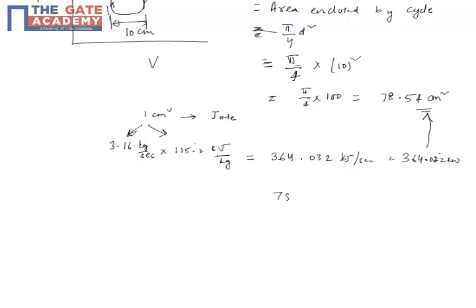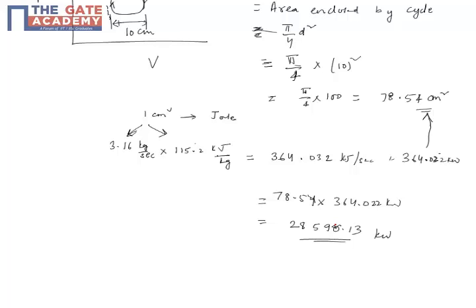Okay, so 78.54, because 1 centimeter square represents 364 kilowatts. So how much will 78.54 represent? You have to just multiply. So this value comes out to be 28590.13 roughly kilowatts. So the answer is 28590.13.